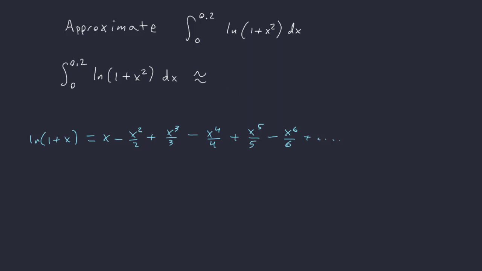So what we're going to be doing, though, is throwing x squared in. So this will be the integral from 0 to 0.2 of, it will be x squared minus, now it will be x squared squared over 2 plus x squared cubed over 3 minus x squared to the 4th over 4.